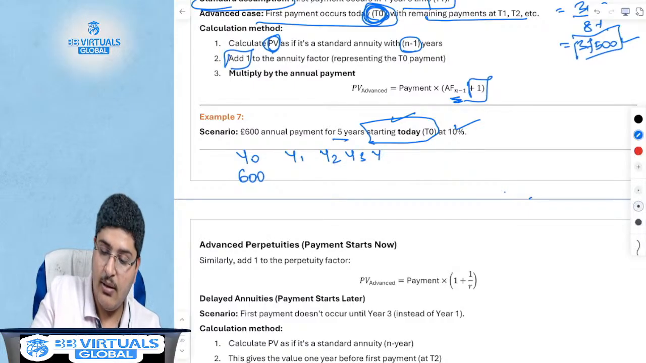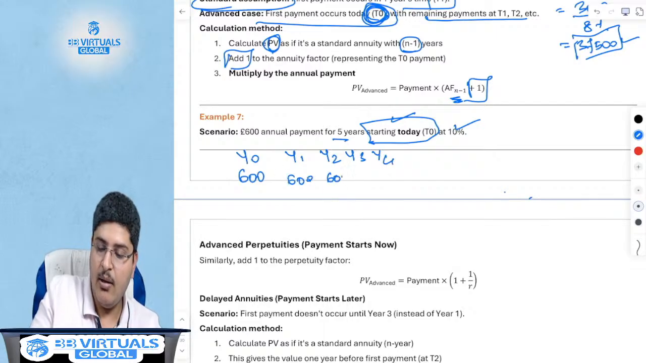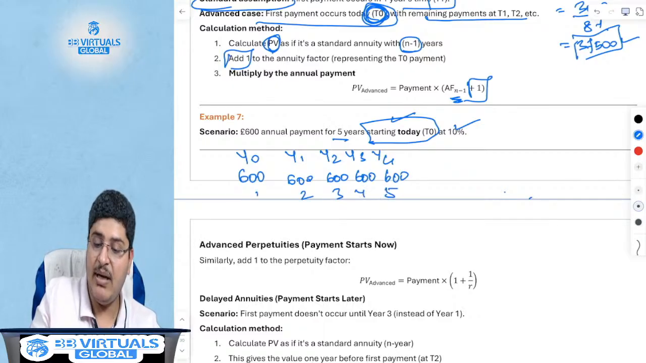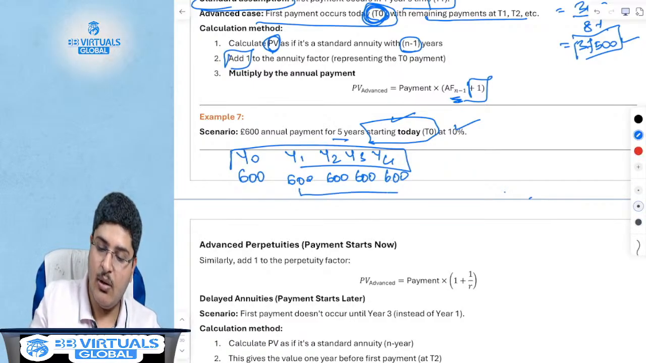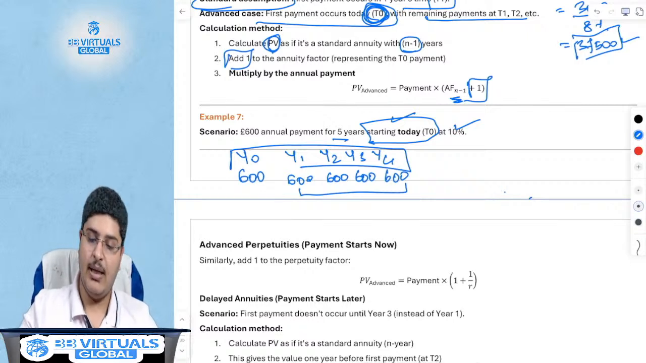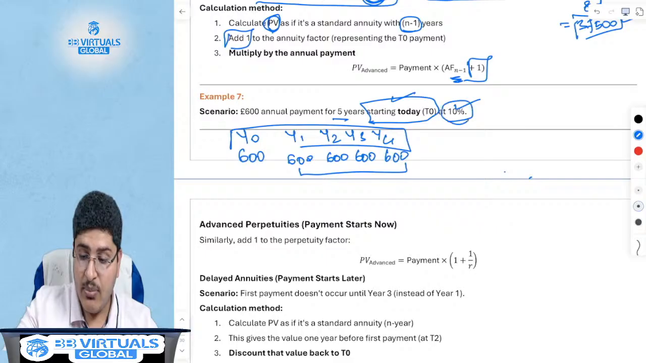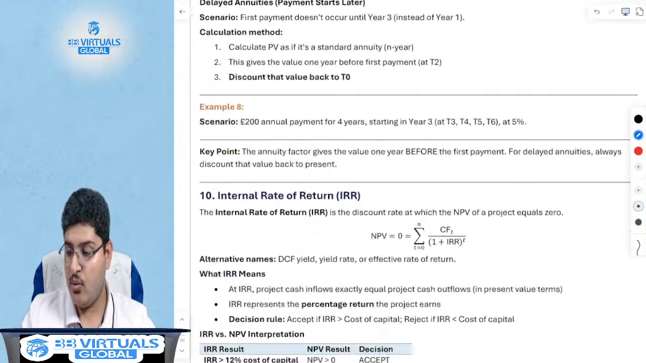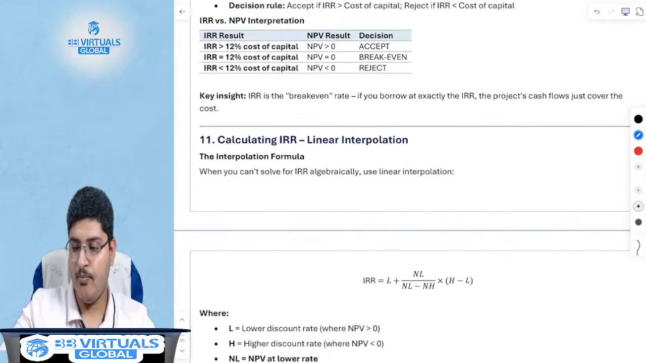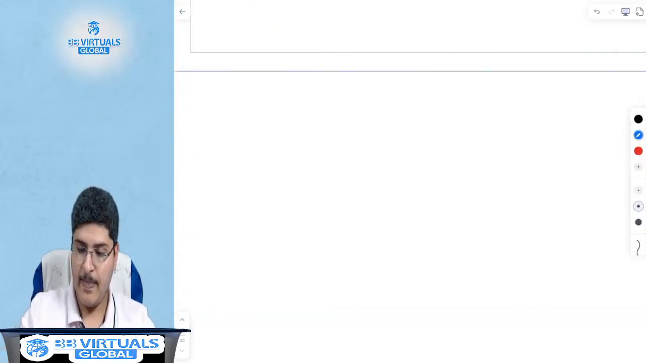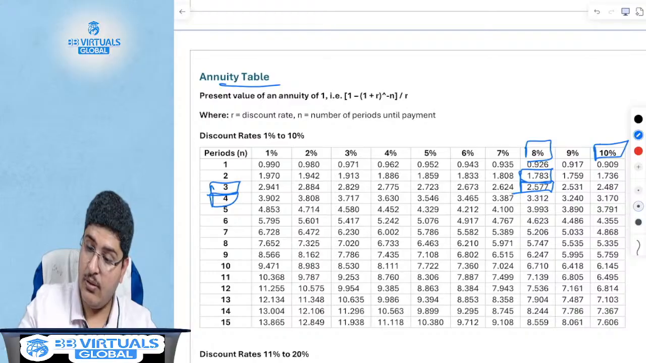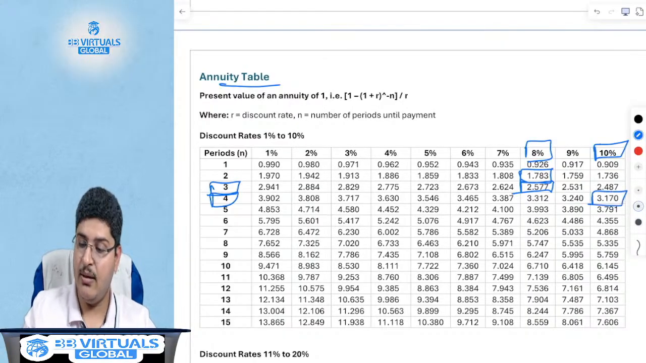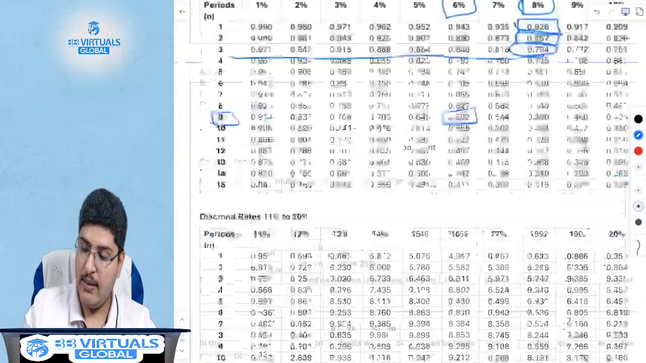You are supposed to get 600 payments. So effectively you are getting 1, 2, 3, 4, 5 payments, but the years will be 4. And hence you will discount only for 4 years at 10%. So what is the annuity factor for 10% for 4 years? Let us go back. So 10% for 4 years will be 3.170.